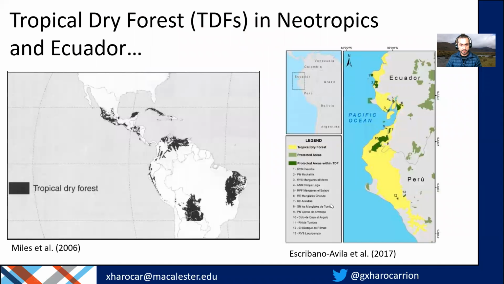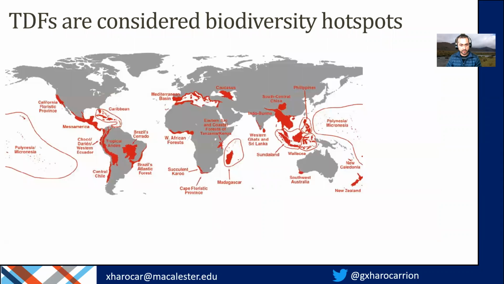As a background, this is what is left of tropical dry forests. On the left, the neotropics, and on the right, Ecuador. They have been heavily deforested, and because of that, they're considered a biodiversity hotspot.